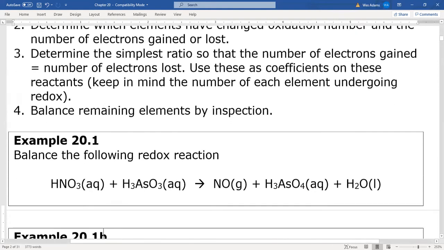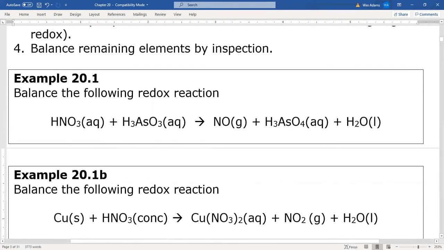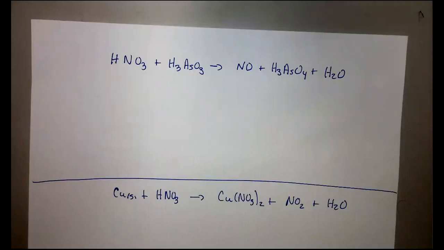So we'll look at 2 different reactions. Nitric acid reacting with H3AsO3, going to nitrogen monoxide and H3AsO4, notice the difference in oxygens, and then water there to balance the hydrogen and the oxygen. And then the second one, we'll look at copper reacting with concentrated nitric acid to produce cupric nitrate, nitrogen dioxide, and water. So we'll look at each of those in turn.